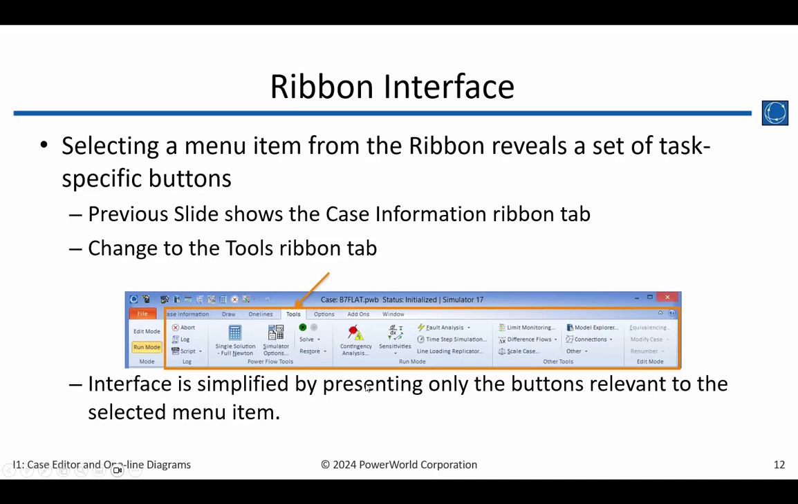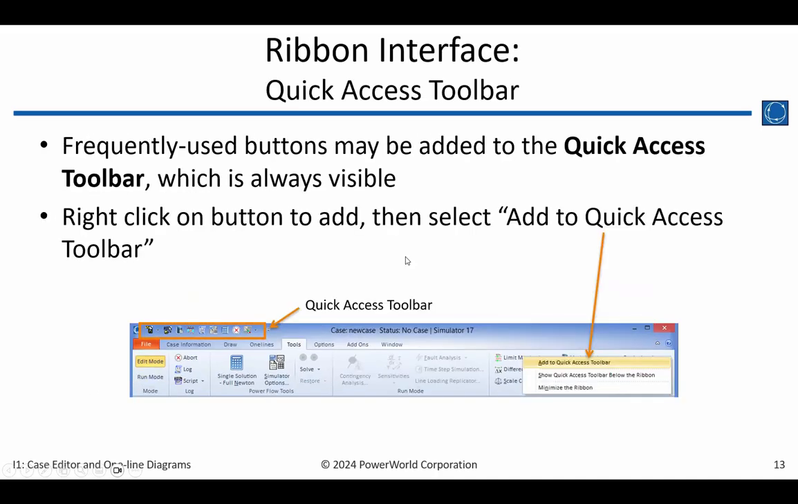And here's a description again of the quick access toolbar. So things that you find that you use often, if they're not already up there, you can right click on any button down here and add it to the quick access toolbar, or you can right click on anything that's already up there and remove it.